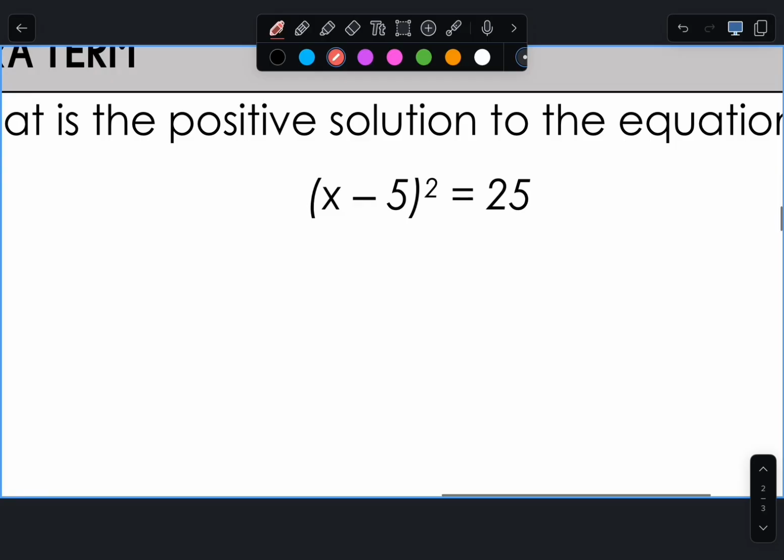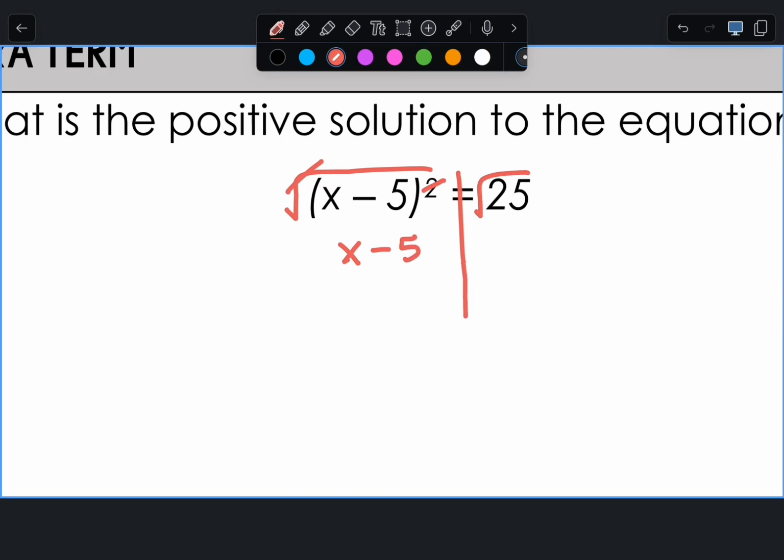Number 8. The first thing you do is get rid of the squared by taking the square root of both sides. Taking the square root eliminates the squared, leaving us with x minus 5. What is the square root of 25? Positive negative 5. But to finish solving for x, what do I do with that minus 5? Add it.